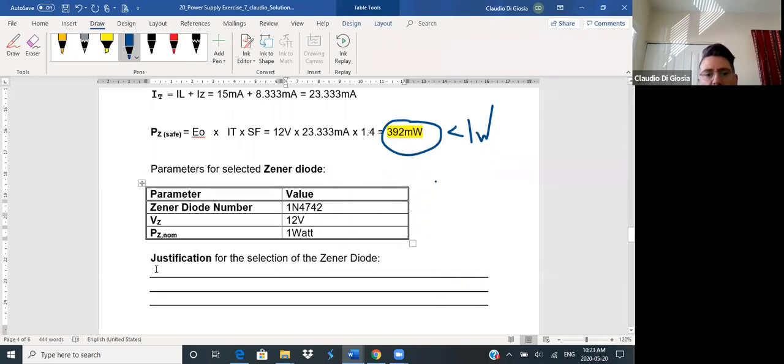So the justification here, there's one that's very easy. How do we justify the volts? Well, it's basically what we just did. We went to the spec sheet, to the VZ column, and we said VZ is whatever the voltage across the zener is, which is whatever the voltage across the load is, which is a given value, which is 12 volts. That's it. And now we have to justify the power.